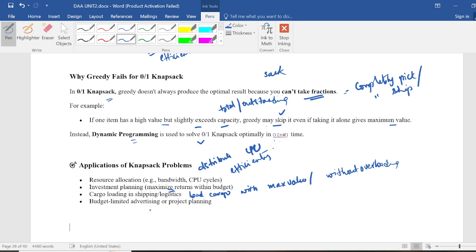Budget limited advertising or project planning: choose the best ads or projects within a fixed budget. So the knapsack problem always has a constraint or a limit.